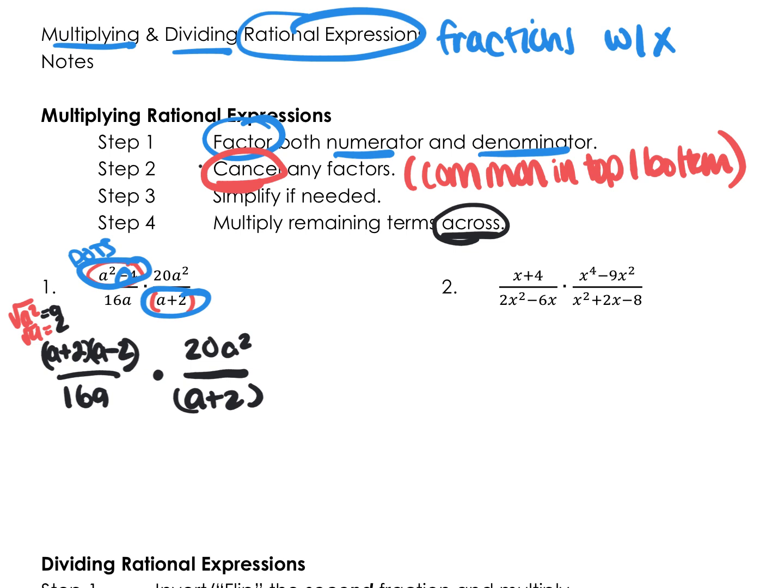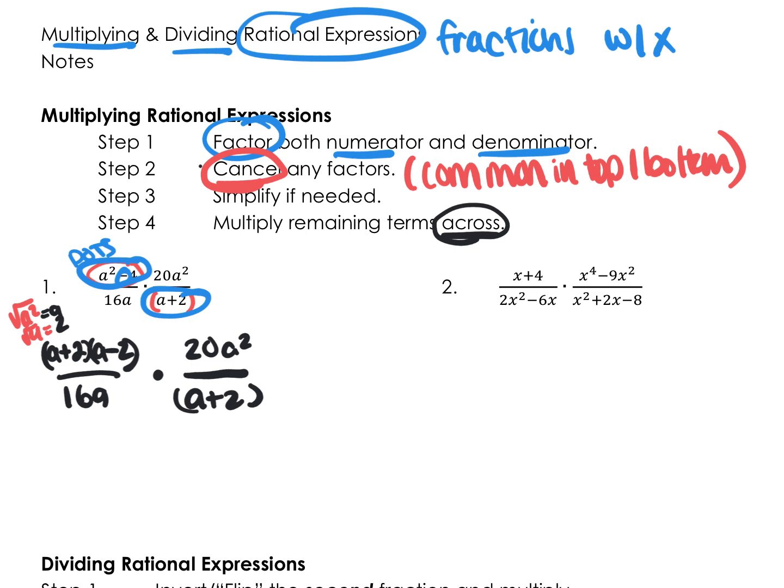Now, this 20a squared, we can rewrite the a squared. Remember what that means? That means a times a. So we want to do that because then one of the a's will cancel with one of these a's down here. And then 20 and 16, do those have a common factor? Yeah, 20 and 16 also have a common factor. So 16, they have a common factor of 4. So 4 times 4 is 16. And 20 is 4 times 5, right? So that common factor that those two have are going to cancel, the 4 and one of these 4s.